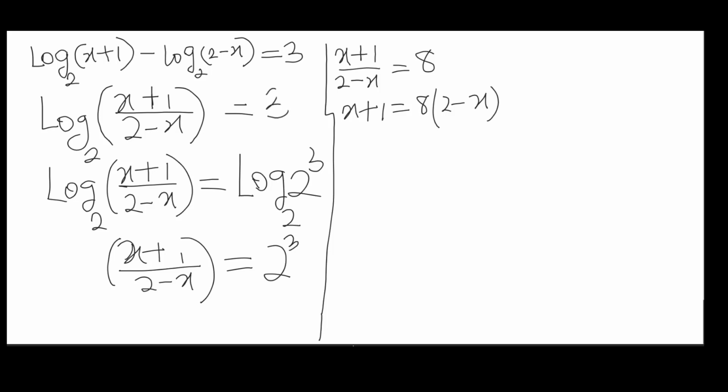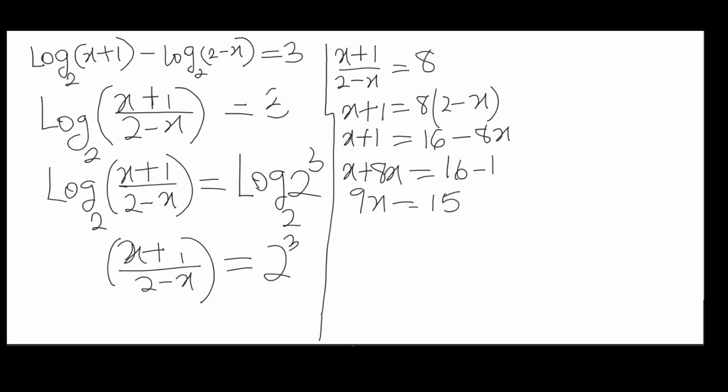So from here, I would expand. So I will have x + 1 equals 8 multiplied by 2, that's 16, minus 8 times x is 8x. So all I need to do now is collect like terms. So we have x + 8x equals 16 minus 1. Sorry, minus 1. So we have x + 8x is 9x equals 16 minus 1 is 15.